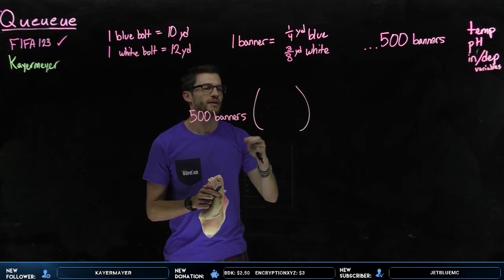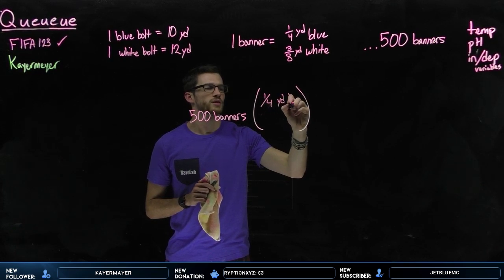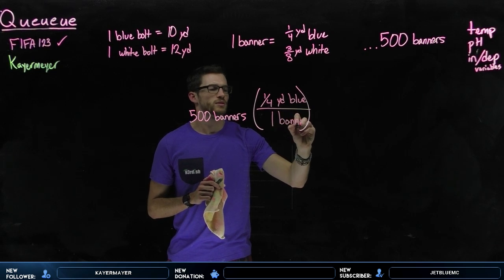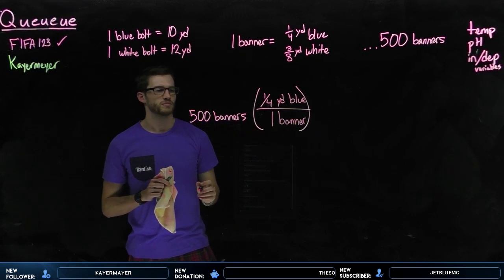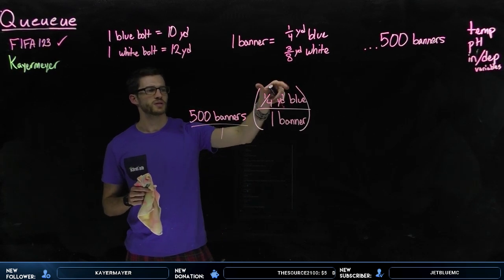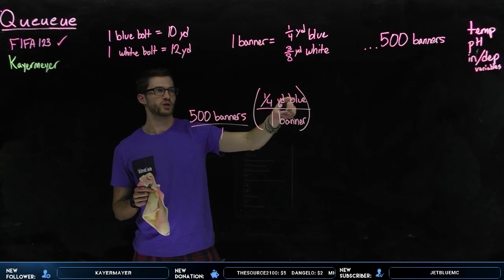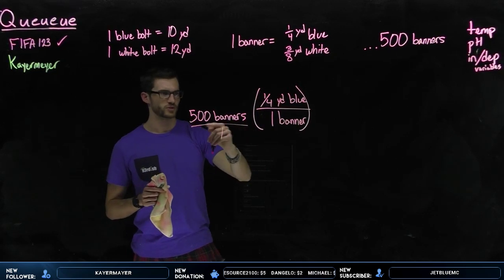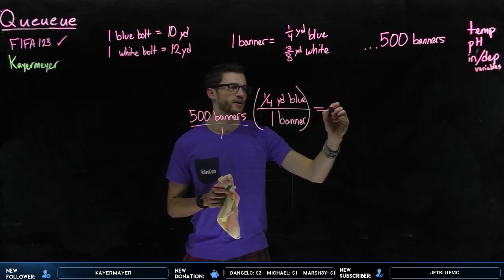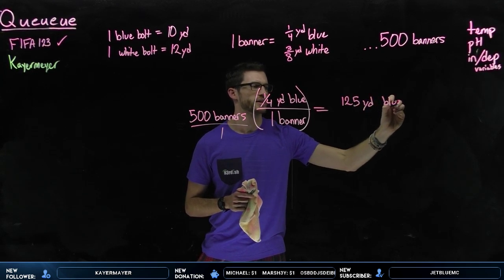Just erase the whole thing. So we have a quarter yard of blue for one banner. Put 500 banners over one. Yeah, this is over one, technically. So we're starting with this, and we're using this conversion factor, which is technically equal to 1, because 1/4 yard of blue equals one banner. So from here, we multiply across. A quarter of 500 is 125. So we have 125 yards of blue that are needed.